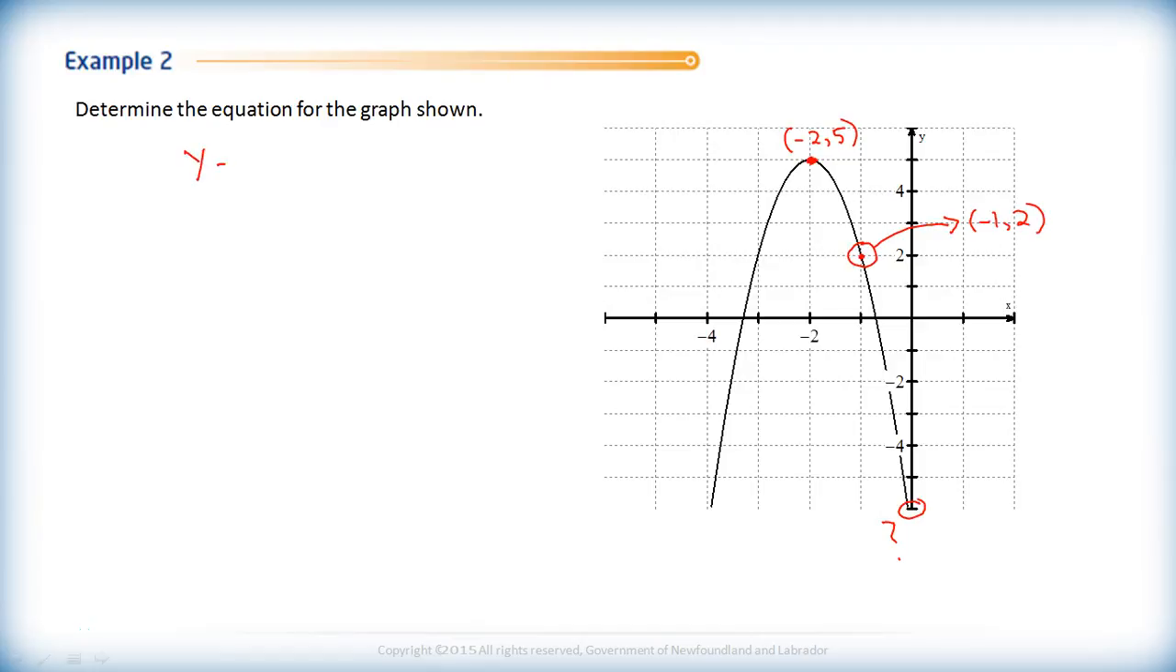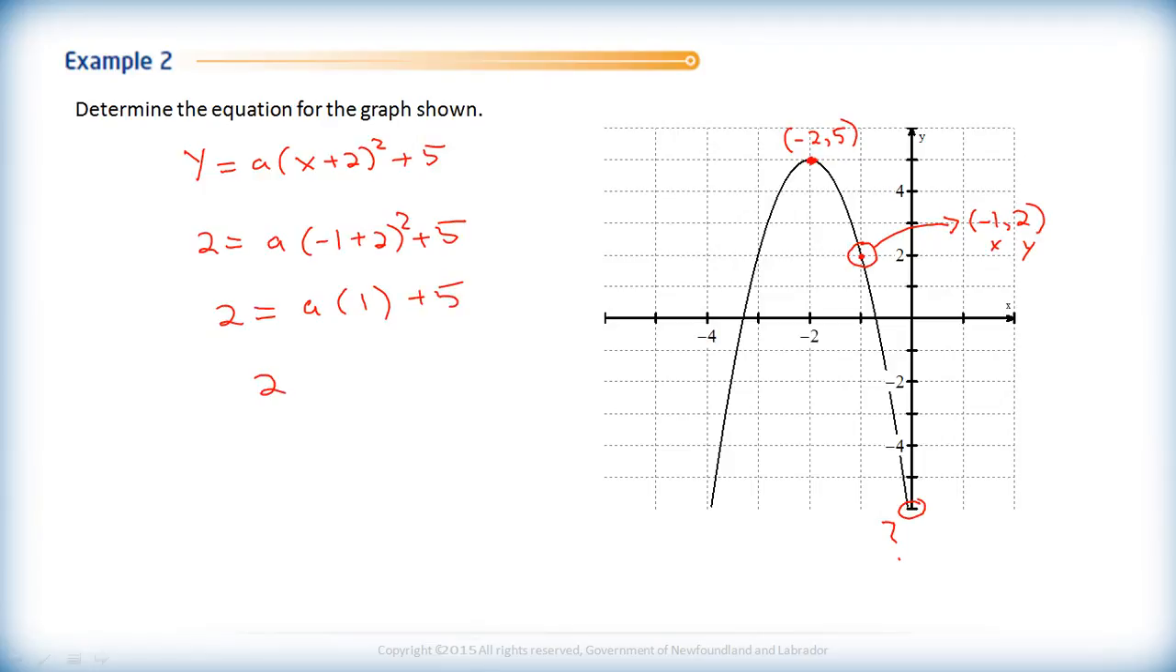We're going to have y equals a outside of (x + 2) squared and then +5. So we have to figure out a, and we're using the point x is -1 and y is 2. So we've got 2 for y, and x is -1, squared, and then +5. 2 equals a times 1 squared, which is 1, +5. So 2 is going to equal a plus 5.